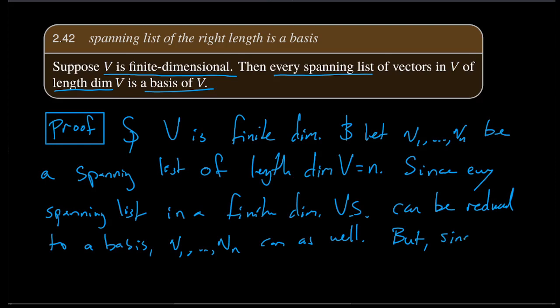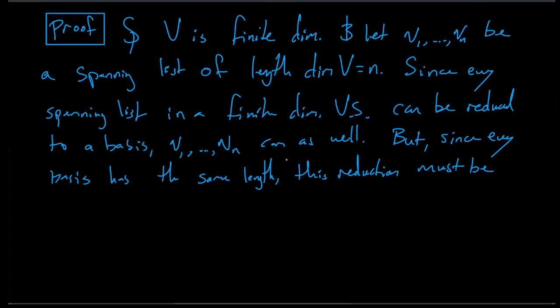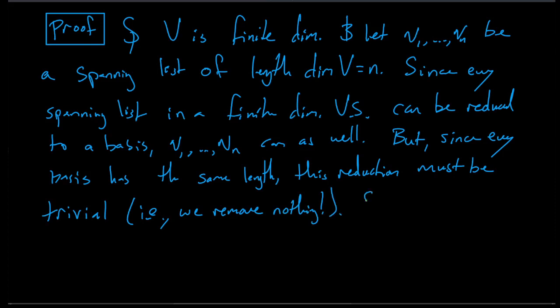But since every basis has the same length, this reduction must be trivial, i.e., we remove nothing. So v1 through vn is already a basis for v. Nice.